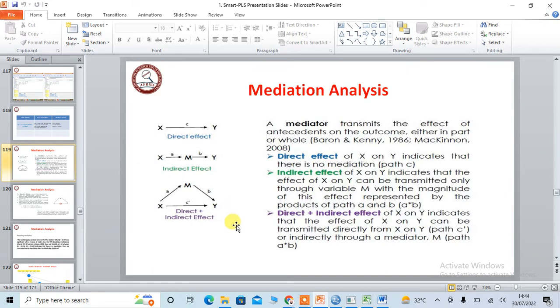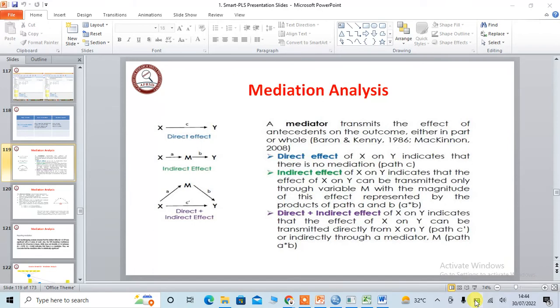And the direct path is c, with the mediating variable. So the total of direct plus indirect effect of x on y indicates that the effect of x on y can be transmitted directly from x to y, through c prime, or indirectly through a mediator, where the indirect path is a times b.